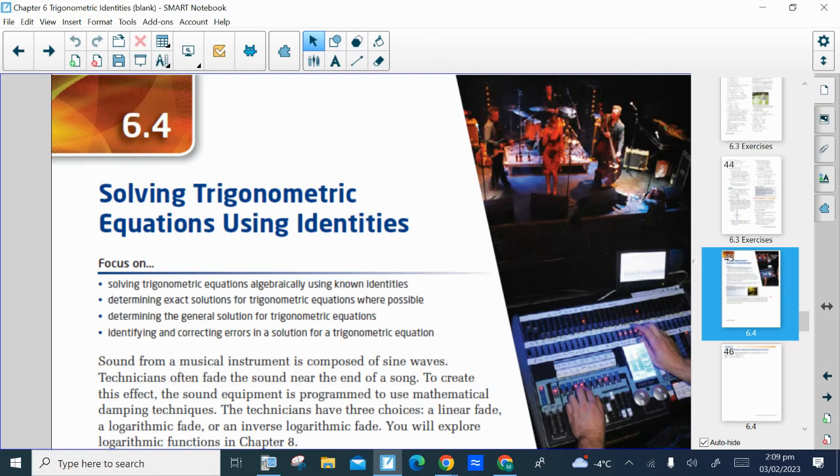All right, so we're going to see how we can use trig identities to help us solve certain trigonometric equations. This is the last lesson of this chapter.